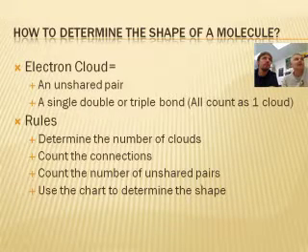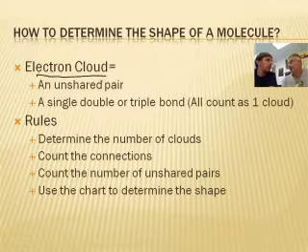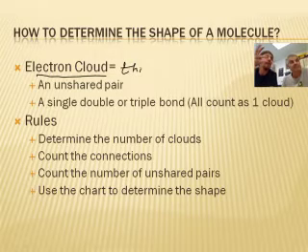Now, when you're trying to determine the shape of a molecule, there's a couple of things we need to understand. There is something called an electron cloud, a cloud of electrons. Sometimes I refer to this as a thing, because we're going to talk about how many electron clouds, or how many things, are coming off of a central atom.